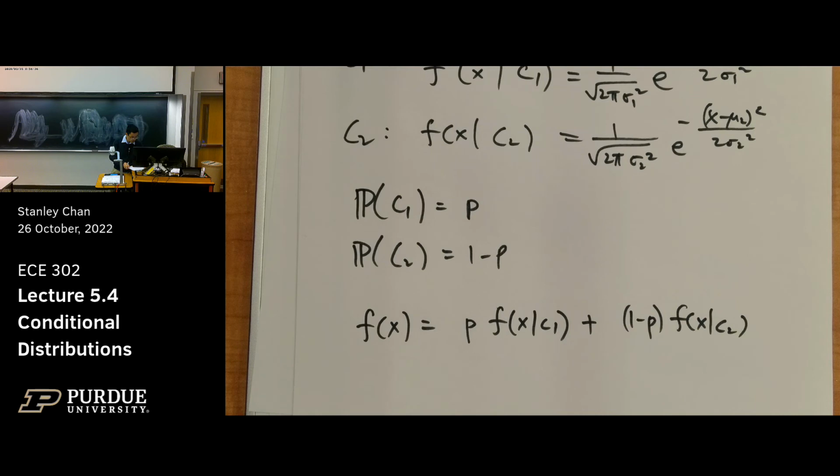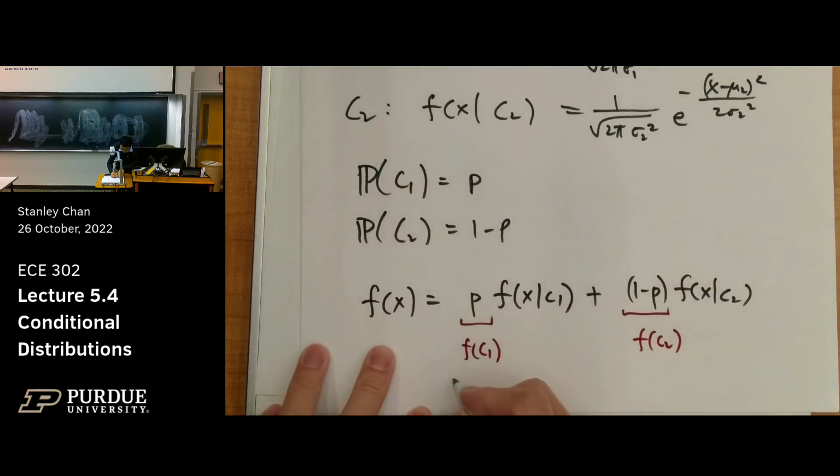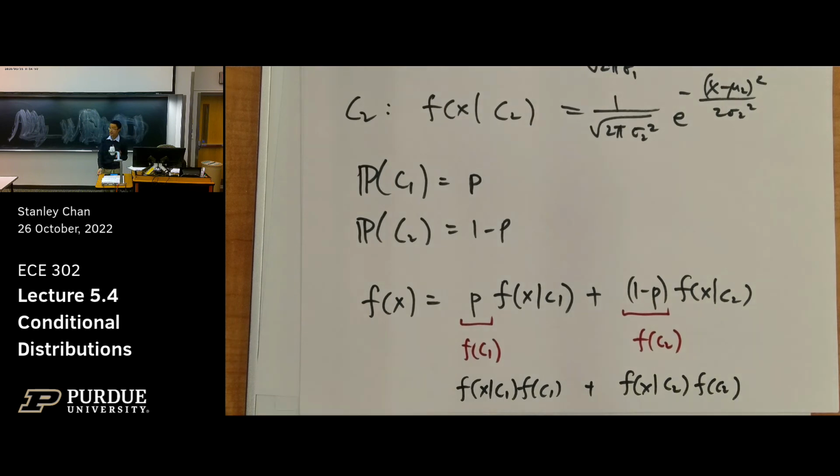If I want to be more precise mathematically, this is f of C1, this is f of C2. So technically speaking, I am really just looking at f of x given C1 times f of C1, plus f of x given C2 times f of C2. This is a decomposition rule. If you go back to the note, which page is it?